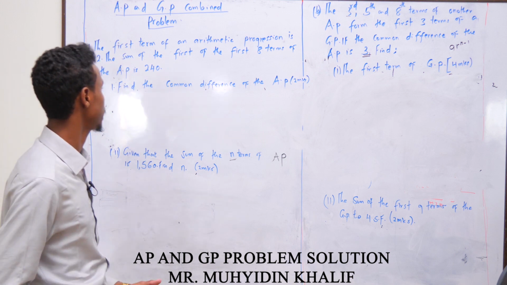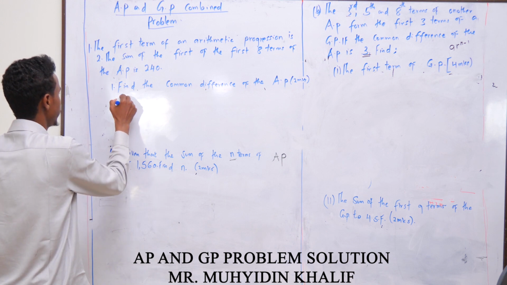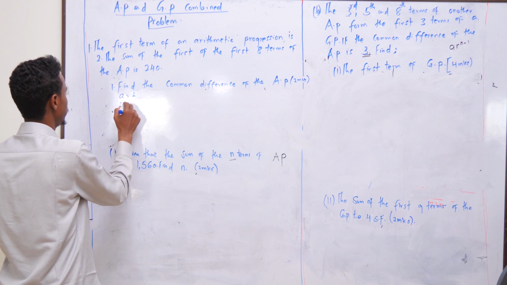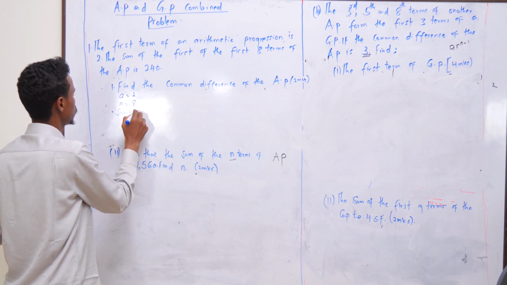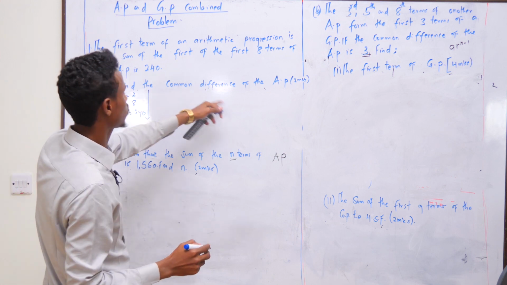The first term of an arithmetic progression is 2. The first term of an AP is a, and we are given 2. The number of terms, n, is 8. The sum is equal to 240. Now class, you are asked to find the common difference.